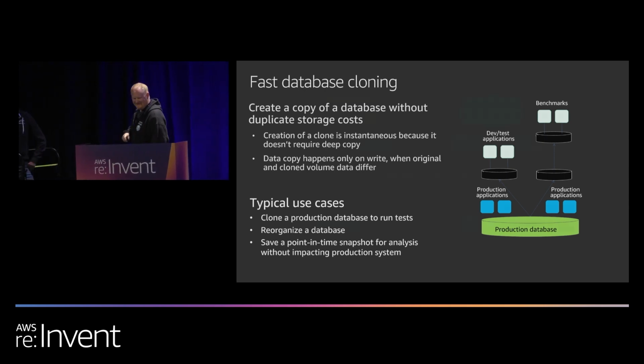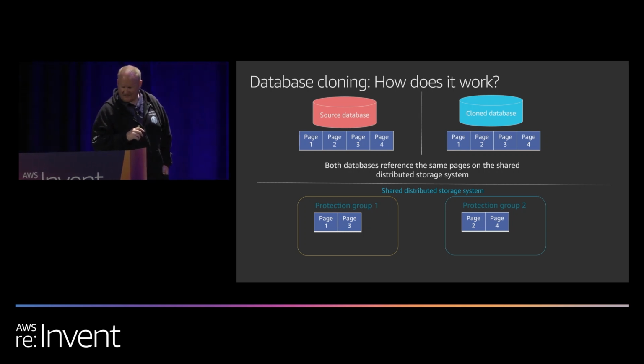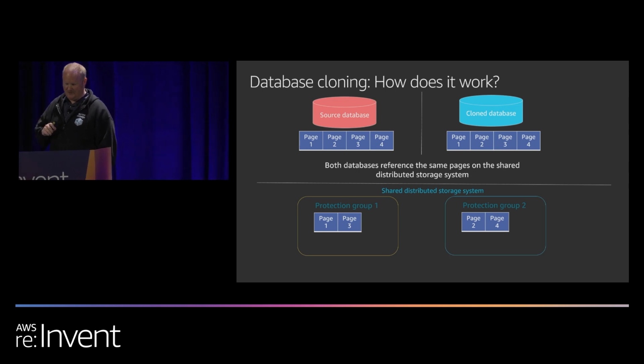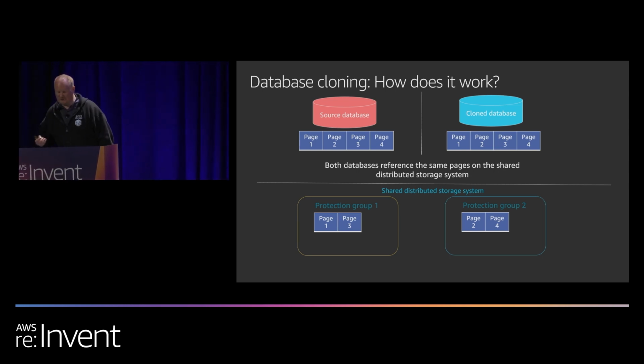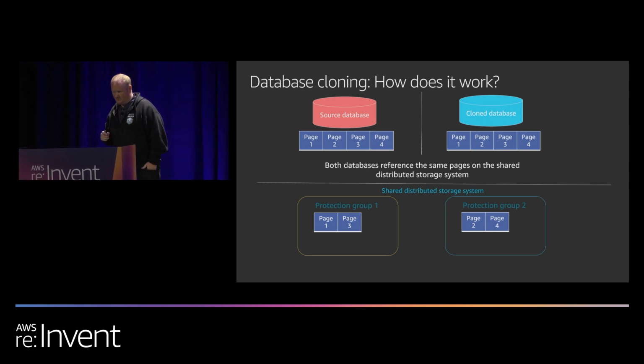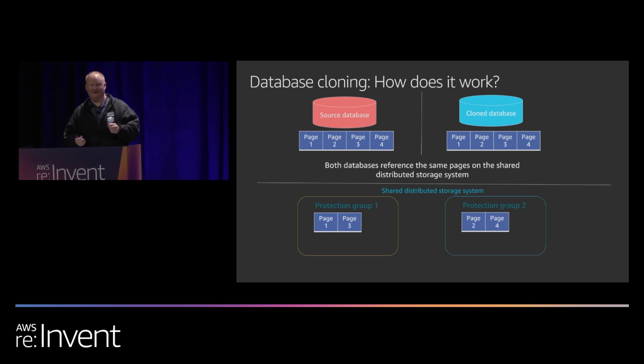This is very good. So let's see how this works in the real world here. So we have a source database. It has, you can see here, the blue pages 1 through 4, and then we just created a clone. It has the same pages because nothing changed. So on the storage side, here we apparently have two protection groups, and again, a protection group is a set of 6 storage nodes, right?